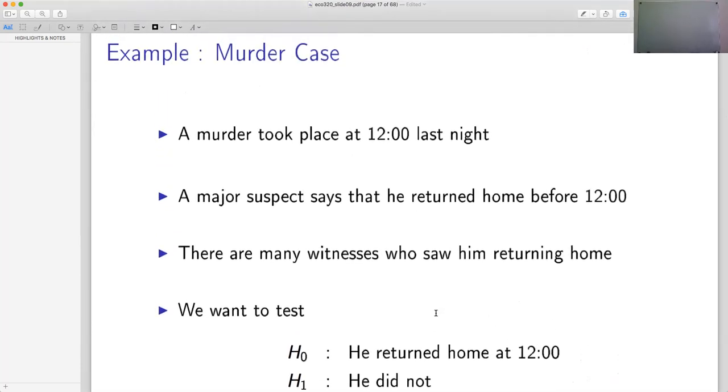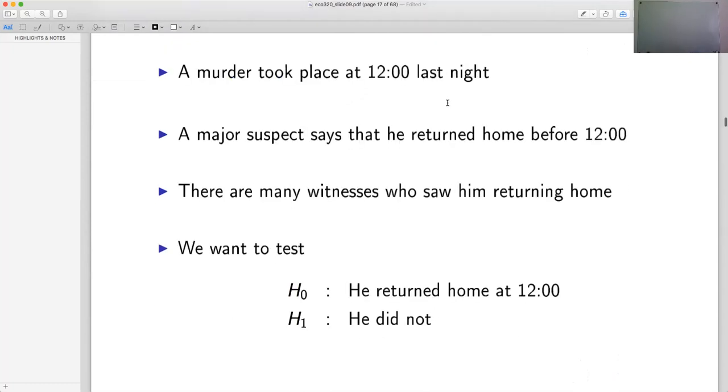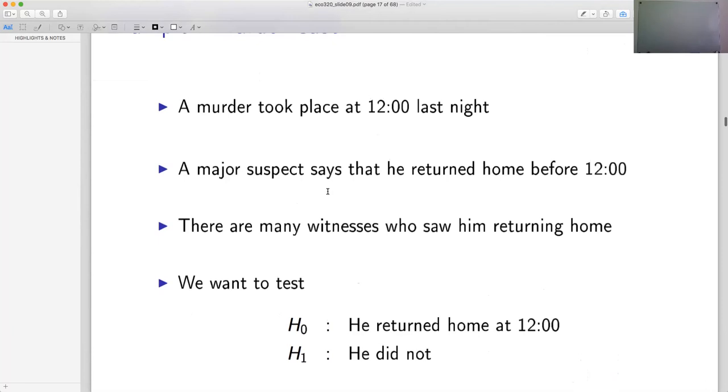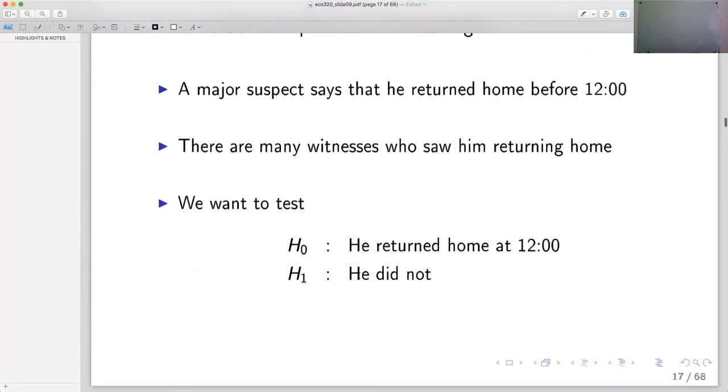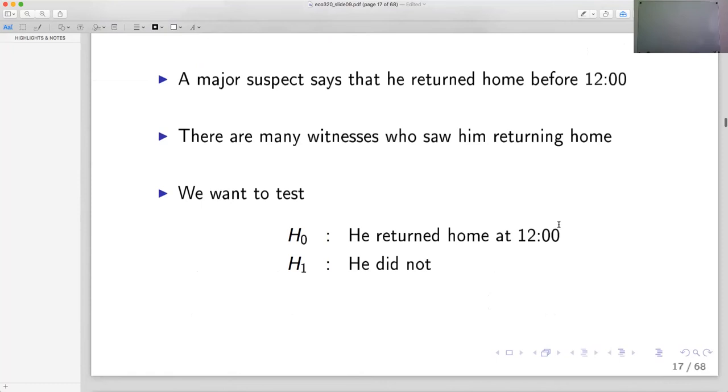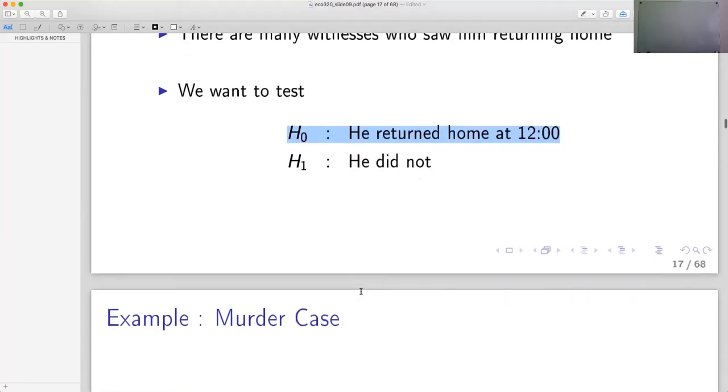A murder took place at noon. Actually midnight last night, and I just made an assumption for illustration. A major suspect said he returned home before 12. There are many witnesses who saw him returning home. So we want to test whether our null hypothesis is he returned home at midnight, and the alternative is he did not.